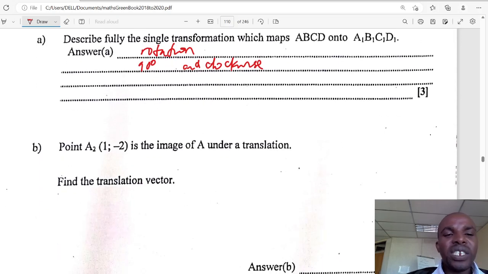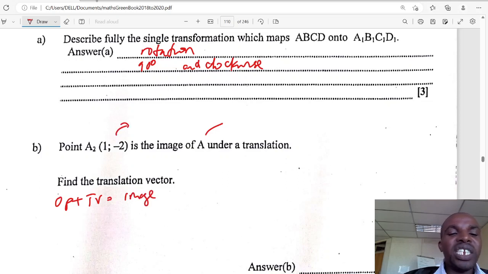Then next, point A2, which is (1, -2), is the image of A under a translation. Find the translation vector. So we say original point plus translation vector gives the image point. So to find the translation vector, you say image point minus original point.